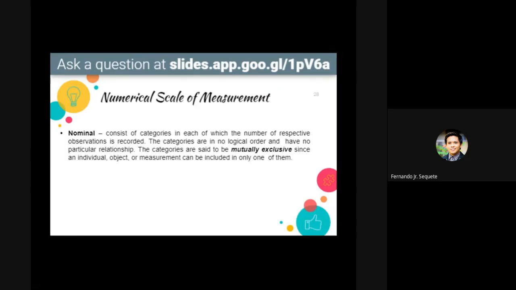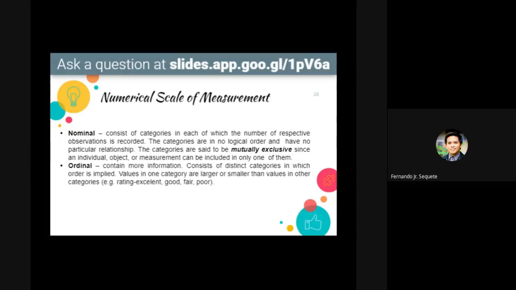Okay. Next, the categories are said to be mutually exclusive since an individual, object, or measurement can be included in only one of them. Okay, mutually exclusive. It can be, because there is no relationship. No? No relationship. Okay. The next numerical scale we have is ordinal.